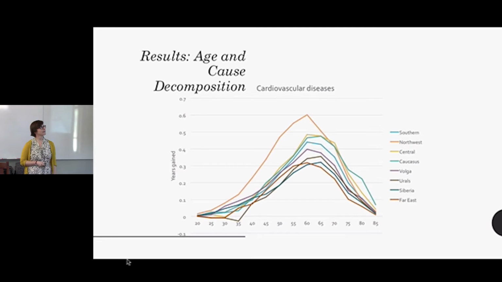Okay. Now I want to combine age and cause decomposition. Again, we're just showing that the Northwest is an outlier here. This is the gain from cardiovascular disease over different ages, and we see, wow, the gains are spread over younger ages in the Northwest, and there's overall more gains. Now, this is partly because a lot of previous scholarship has shown that, at least in the Russian Federation, alcohol consumption and cardiovascular death are very highly correlated. So that gives some evidence that in the Northwest, a lot of this cardiovascular improvement might actually be an alcohol improvement.